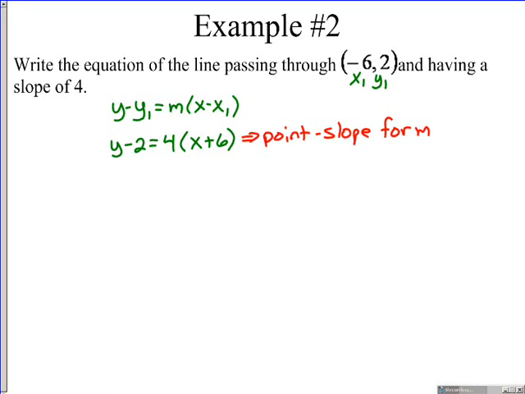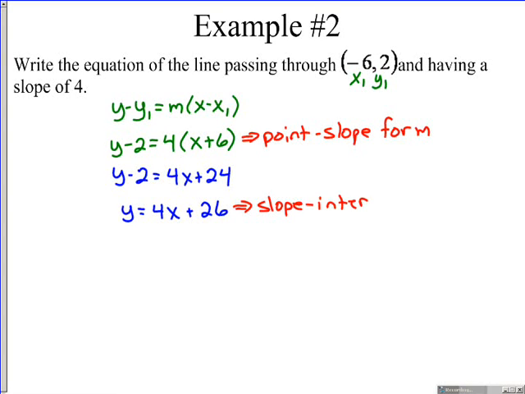First step is distribute the slope through. We get 4x plus 24. Last step, finish getting y by itself by adding or subtracting the constant over. We end up with y equals 4x plus 26. That form right there is slope-intercept form. And for this problem, we would be done because it does not tell us what form to put it in. If it doesn't tell us what form to put it in, we're going to leave it in slope-intercept form.